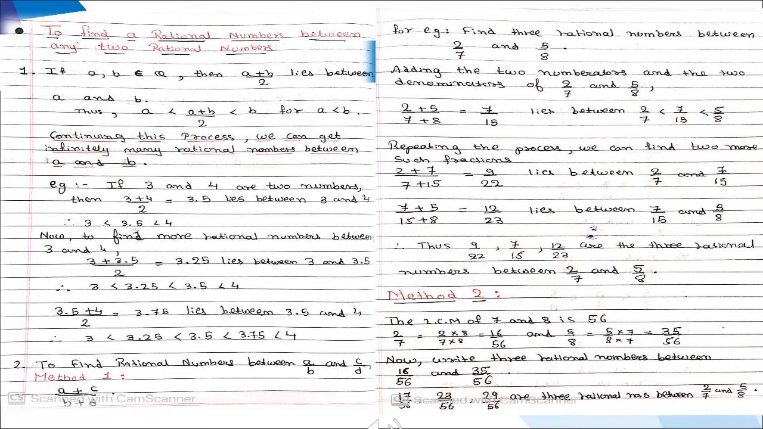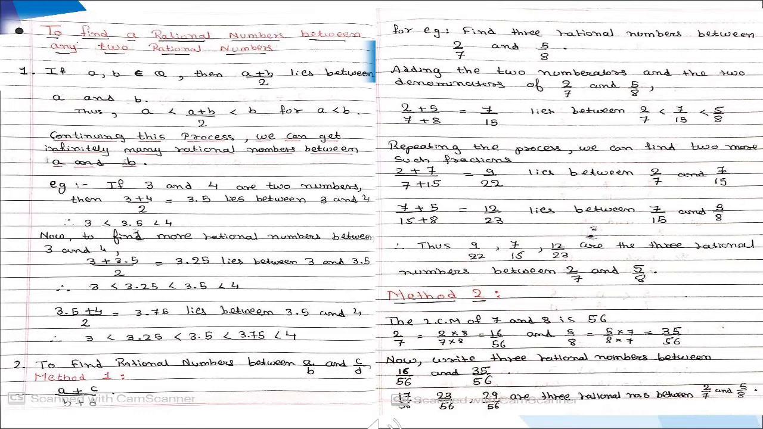The example, the point 2 I am reading, is to find a rational number between a upon b and c upon d. So if two fractions are given and you are asked to find the rational number between them, then what you will do? So method 1 says add those two numerators and add those two denominators.